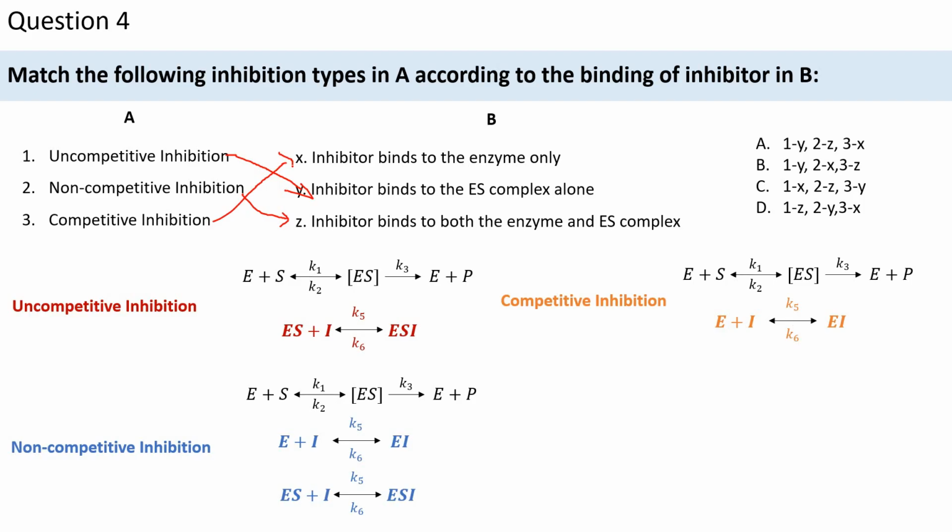So the right answer is: for uncompetitive inhibition, it is Y. For non-competitive inhibition, it is Z, and for competitive inhibition, it is X. So the right answer is yes, A.